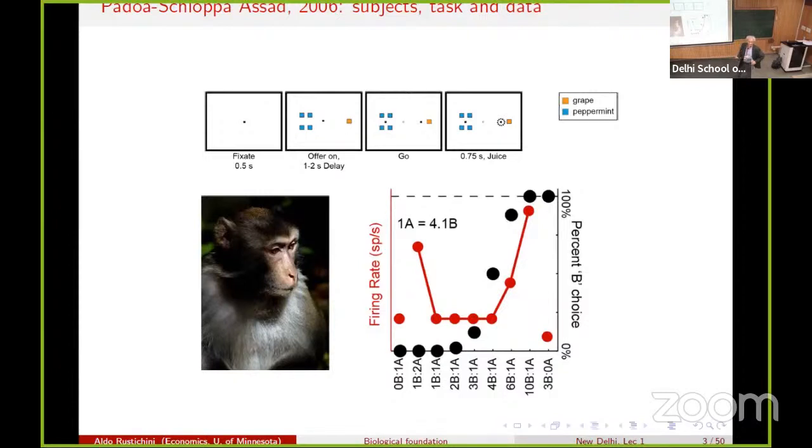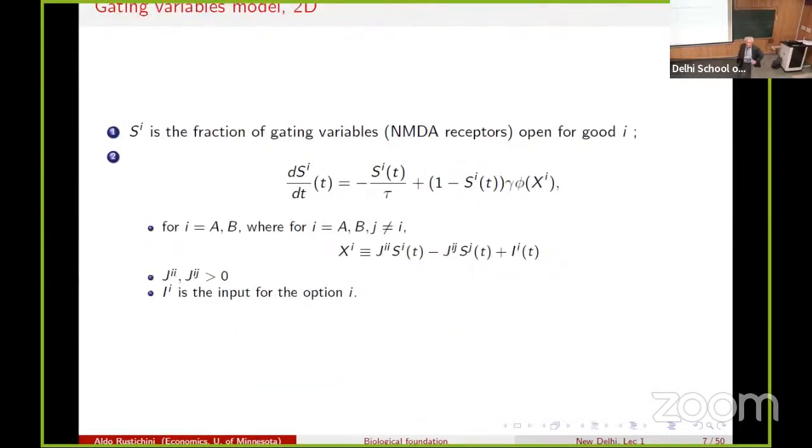Because now I have given you a verbal description, now I have to write a model. Is that okay? So I write a model that says this is the activation of your inclination to choose good I. And as an even deeper foundation, there is a deterministic term which is going down, proportionally to the activation that you have. And then you have the 1 minus s, that is how much you increase, times a term depending on the input that you receive, the inhibition that you get from the other, and the positive self-excitatory input that you get on your own.